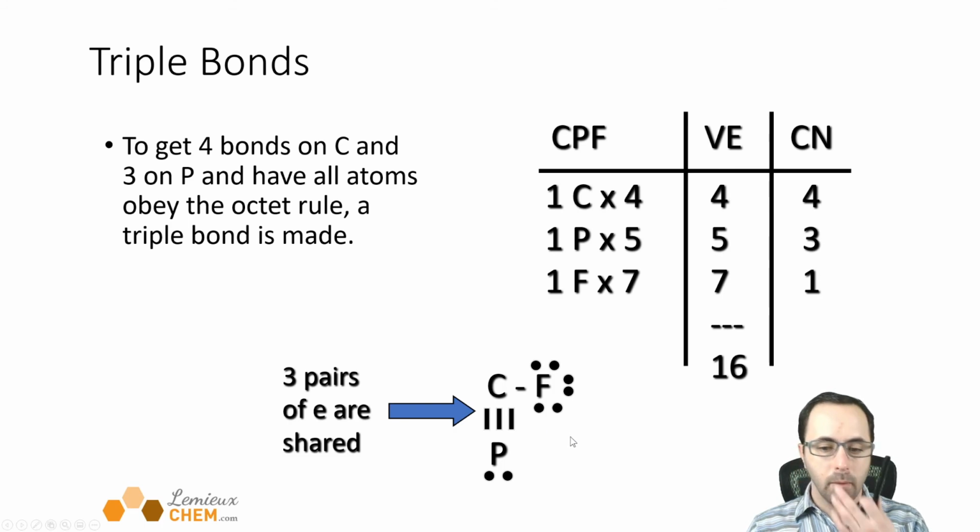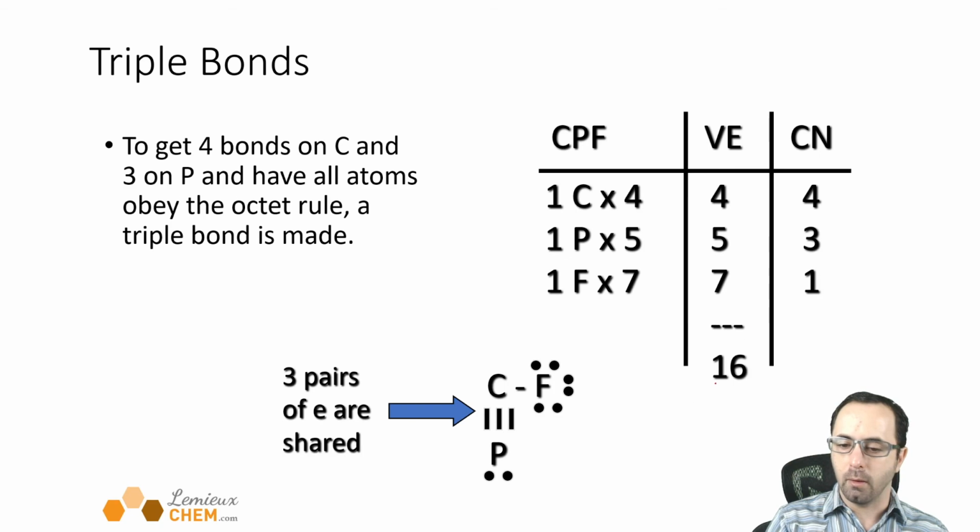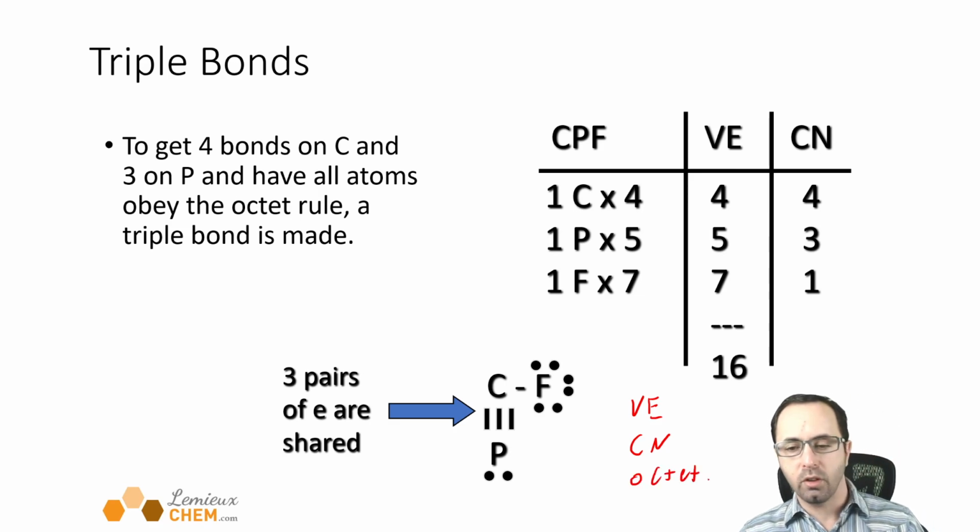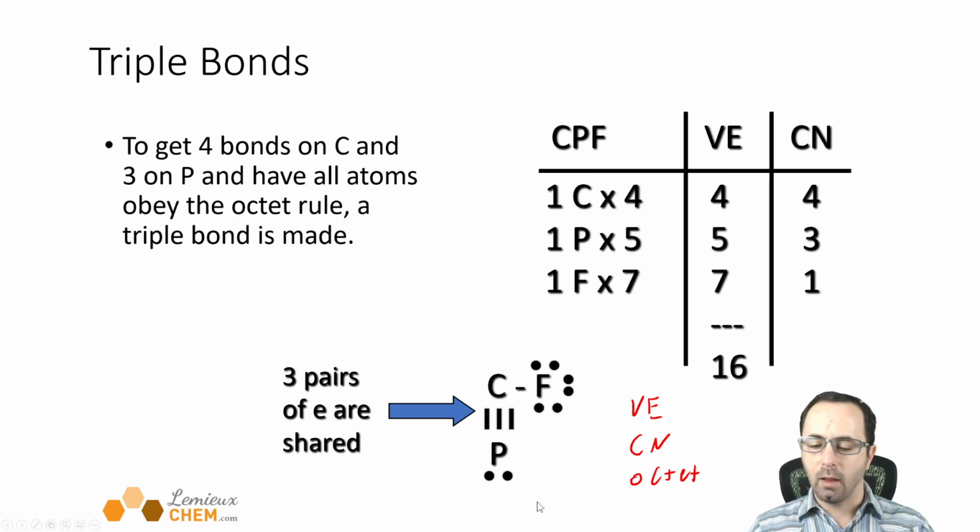And so now we made the triple bond. This gives us 4 bonds on the carbon and 3 on the phosphorus. Let's go ahead and thoroughly check this here. We're going to check for valence electrons, we're going to check for covalence number, and we're going to check for octet. You should always do these 3 checks so you can know you're right 100%. So we should have 16 valence electrons, so let's count them. 2, 4, 6, 8, 10, 12, 14, 16. 16 valence electrons. Yes.